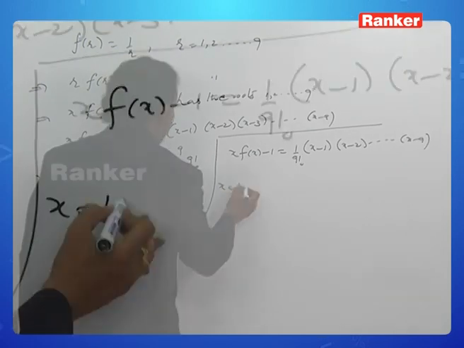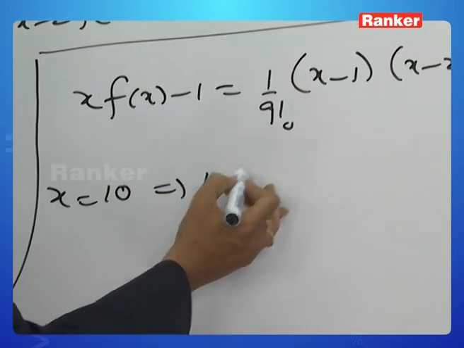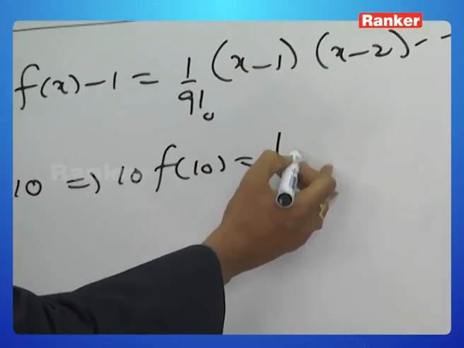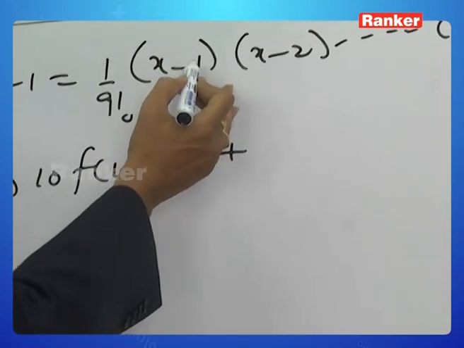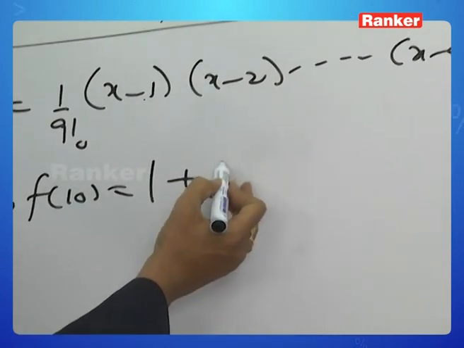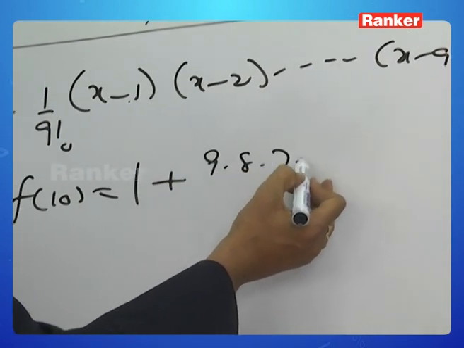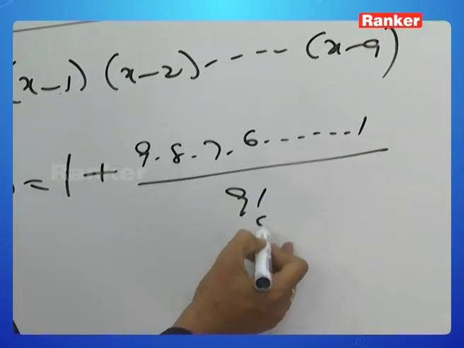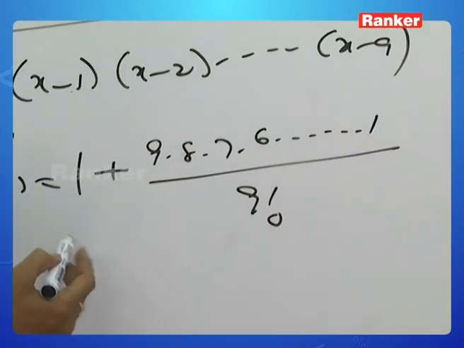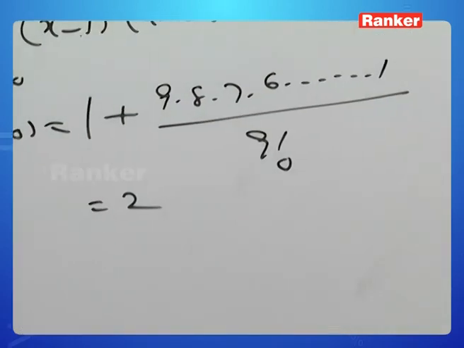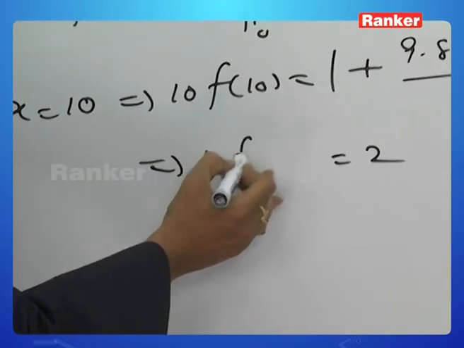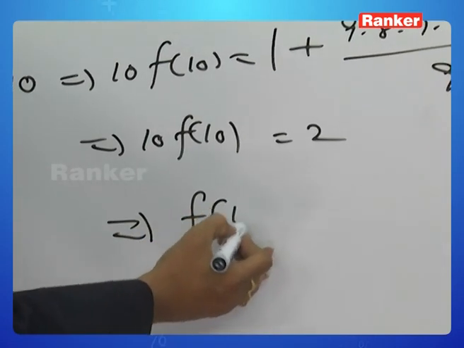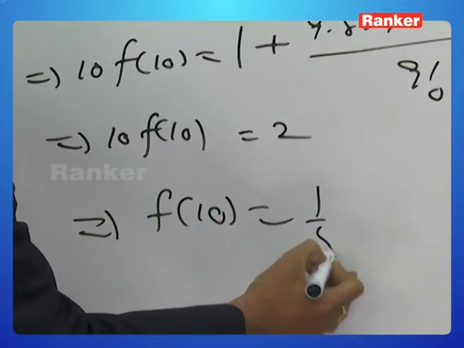x is equal to 10 implies 10 into f of 10 is equal to, sending minus 1 to that side, 1 plus 10 minus 1, 9, 10 minus 2, 8, 9 into 8 into 7 into 6 and so on, into 1 by 9 factorial. This is 9 factorial by 9 factorial, which gives you 2. Therefore, 10 into f of 10 is 2, which implies f of 10 is equal to 2 by 10, that is 1 by 5.